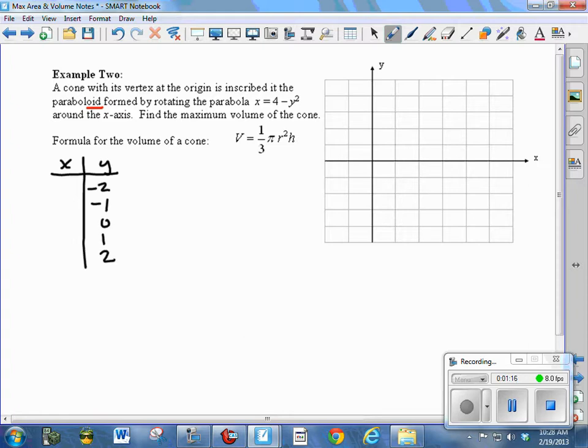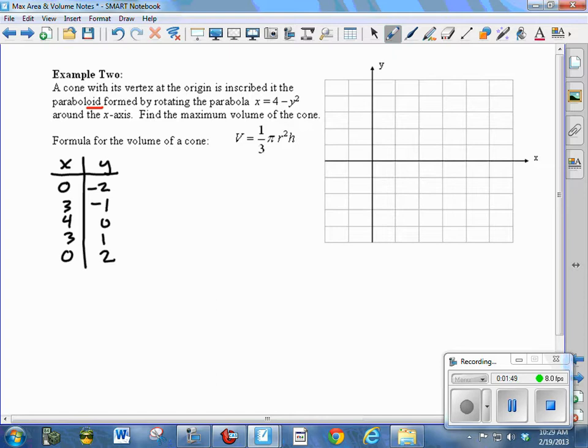So if y is -2, I would have 4 minus (-2) squared, which would be 4 minus 4, so x would be 0. If y is +2, x would also be 0. If y is positive or -1, I would have 4 minus 1, which is 3. And if y is 0, then x would be 4. So let's go ahead and plot some of those points.